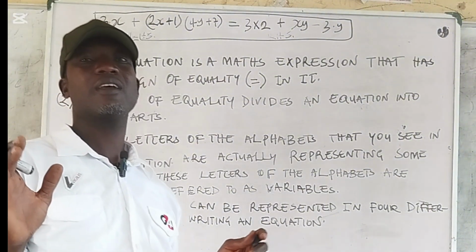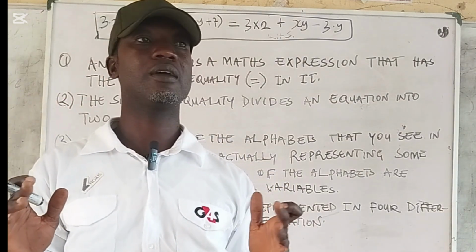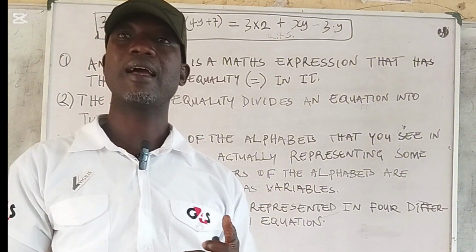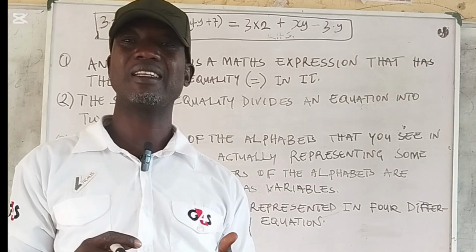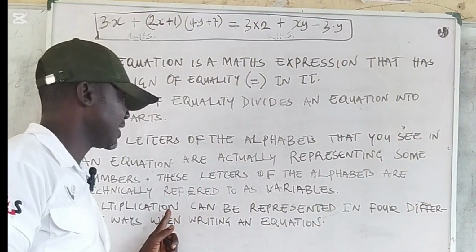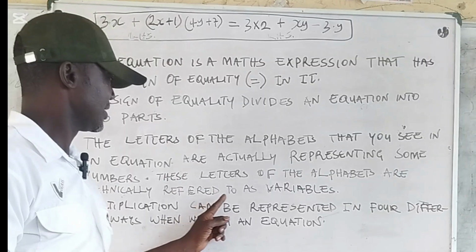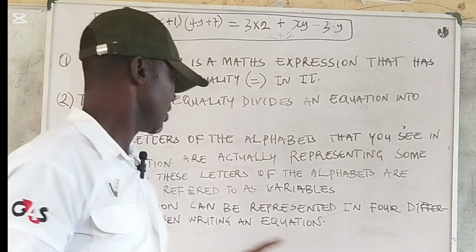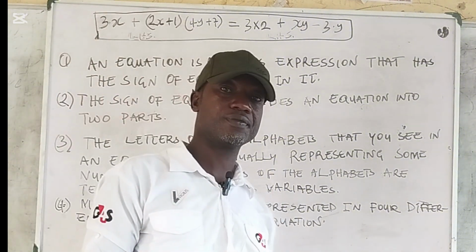Now, the fourth fact about equation that we need to know in order to make maths make sense is multiplication. Now, there are 4 basic mathematical processes that can be carried out. We can add numbers, that is addition. We can subtract numbers, we can divide numbers, and we can multiply numbers. Multiplication in an equation is very important. It's very important for us to know that multiplication in an equation can be represented in 4 different ways. There are 4 different ways that multiplication can be represented in an equation.